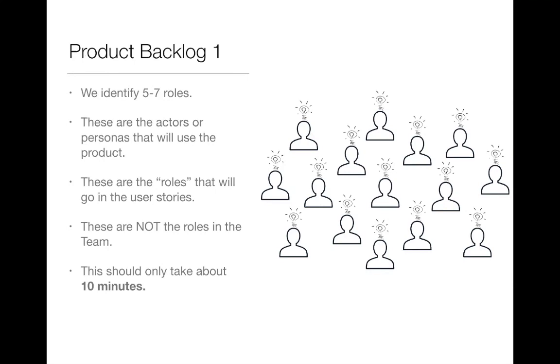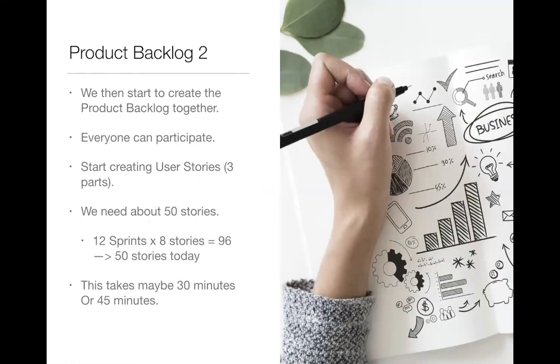And I recommend taking about 10 minutes to identify these roles. You may identify additional roles later. You certainly want to flesh out, or put more meat on the bones, so to speak, of these roles, either earlier or later. But we can at least list them in 10 minutes and discuss them briefly in 10 minutes. Okay, having the roles, we can now build the product backlog. So we're going to start to create the product backlog together.